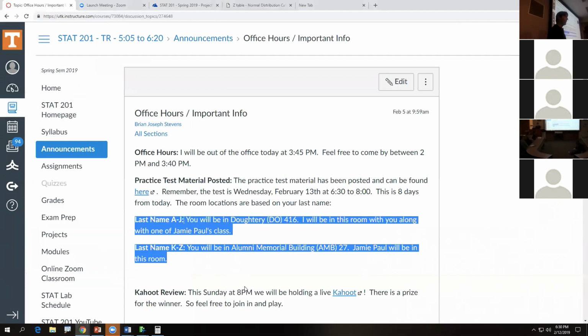If your name is A through J, you will be in Daughtry. I will be in Daughtry, so if you see me in a room, your last name should be A through J. And K through Z will be with Jamie Paul in AMB, which is Alumni Memorial Building, room 27. Just look at your last name and you will be in the following rooms. I will post this again. Remember, it is online for you to see at any time under the important info, but I'll probably just say test rooms. That's probably a much easier thing to see.